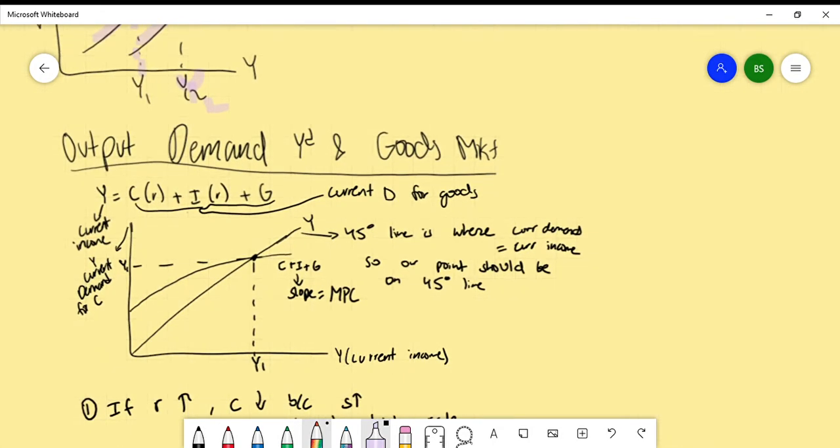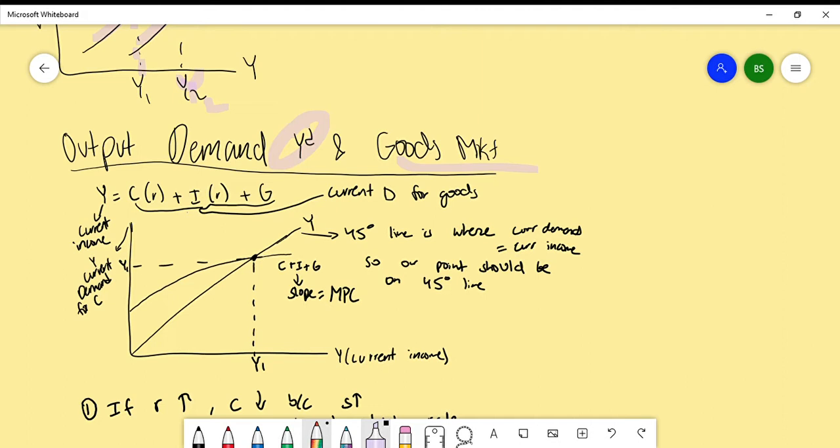Next, we're going to look at output demand, which is YD, the thing I was talking about before, sort of the opposite of YS, and the goods market. First of all, a function we're going to look at is Y equals C plus I plus G. This is something we did in first year. I'm pretty sure I have a video about that, so I can clear that up, but it's basic stuff.